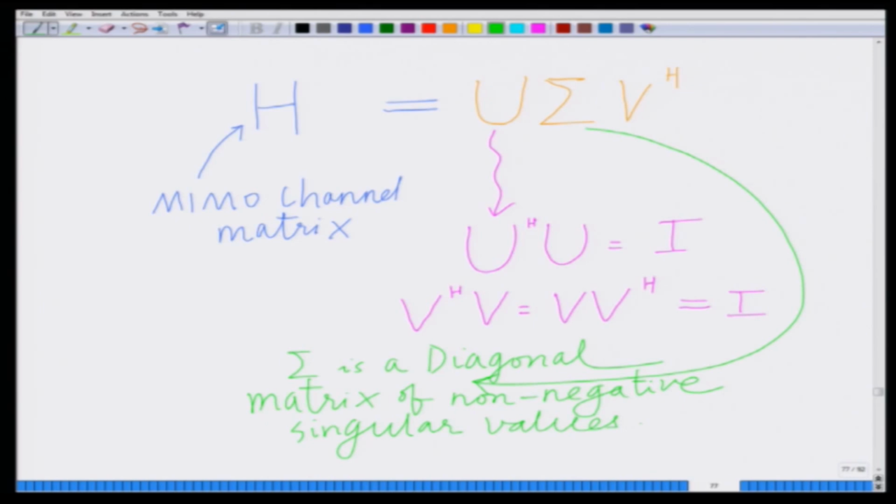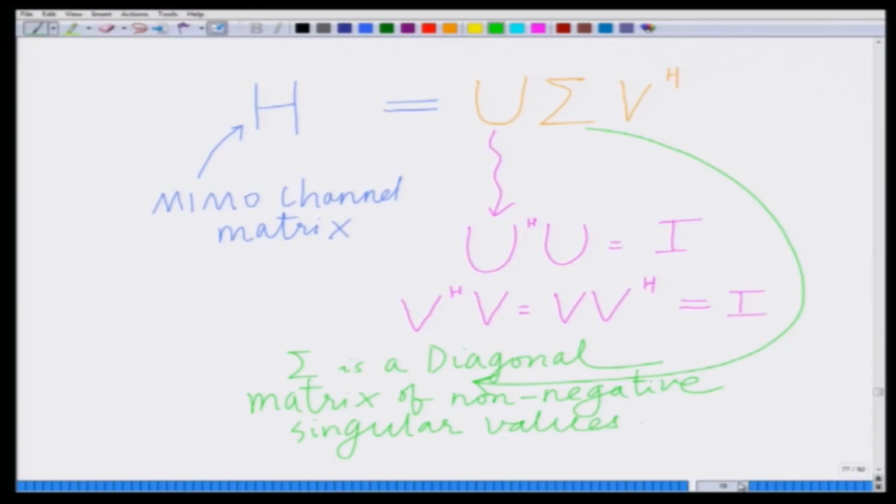So, what we are saying is that the channel matrix H can be decomposed as U sigma V Hermitian, where the matrices U and V satisfy the property that U Hermitian U is identity, V Hermitian V is identity, and sigma is a diagonal matrix containing the non-negative singular values sigma 1, sigma 2 up to sigma t. In fact, these non-negative singular values are arranged in the decreasing or descending order. That is what we said is a singular value decomposition.